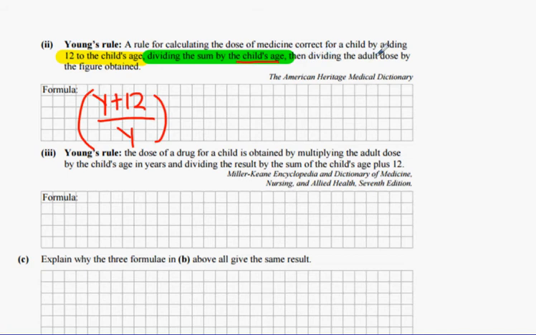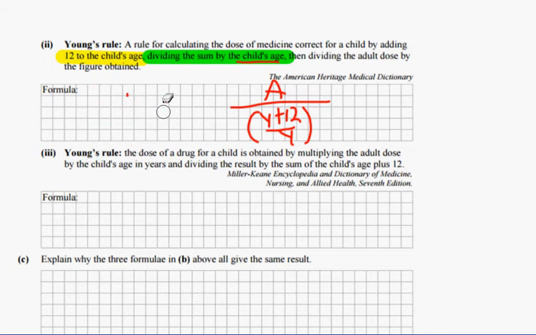Then dividing the adult dose by the figure obtained. So this number here, I actually have to get the adult's dose and divide it by this. So it's Y plus 12 all over Y. This was a very difficult question that year. It's very descriptive. You've got to put in letters and you've got to follow it to the word. If you can't do that, most students will be in problems with this question. That's a different formula for Young's rule.